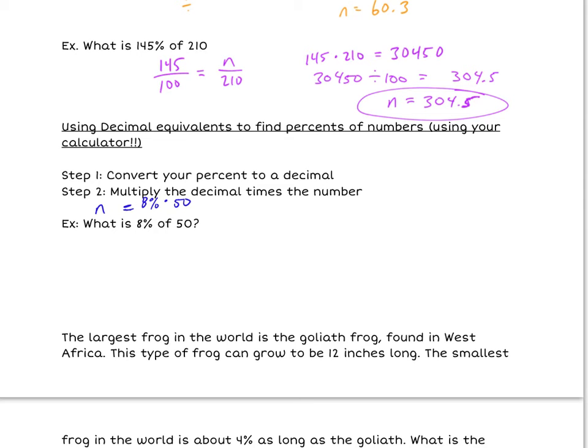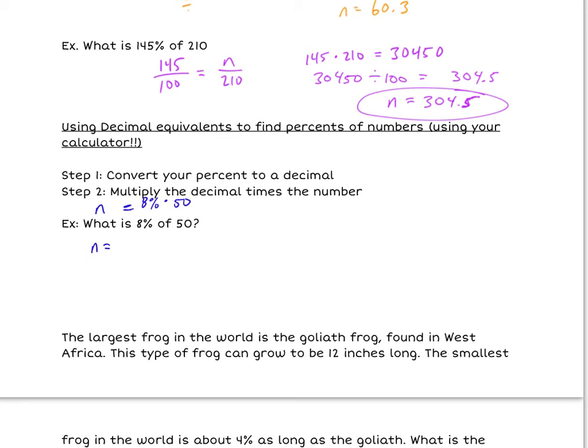So now that I have a math problem there, how would I put that in my calculator? So here's the steps for that. First, it's hard to put a percent in your calculator, so make that a decimal. How do you make a percent a decimal? So n equals, you need to convert your percent to a decimal.